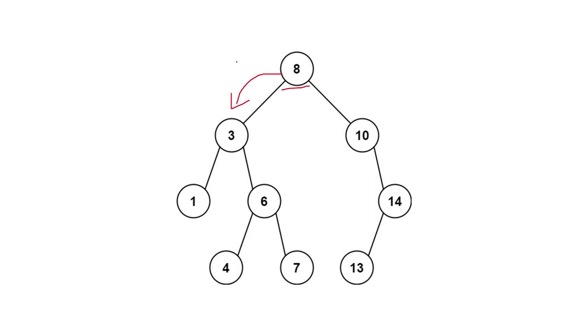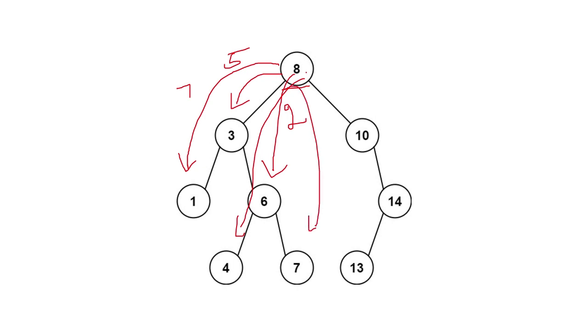So the difference between 8 and 3 is 5. And then we go to 1. The difference between 8 and 1 is 7. And then we go to 6. The difference between 8 and 6 is 2. In the same way we visit all its child nodes. So this can be order of n time for each node.